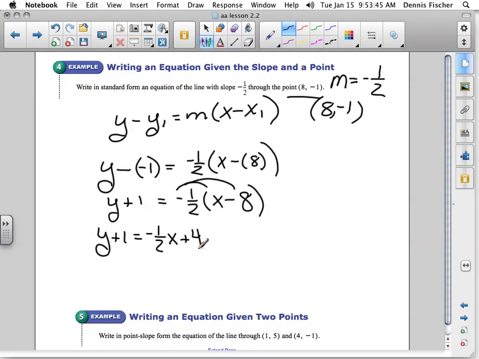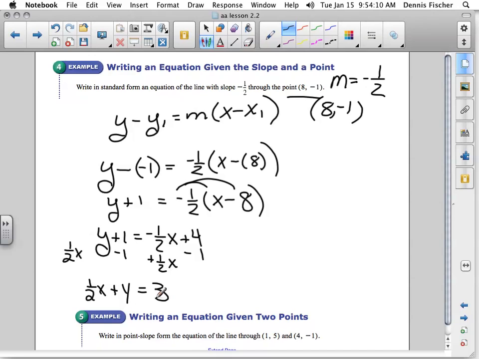I have to get x on one side and numbers on the other, right? So I'm going to add 1/2 x here, and get x on the other side. I'm going to subtract 1 here. So I'm going to get 1/2 x plus y equals 3. Do I have x's and y's on one side? Do I have the numbers on the other? Am I in standard form?